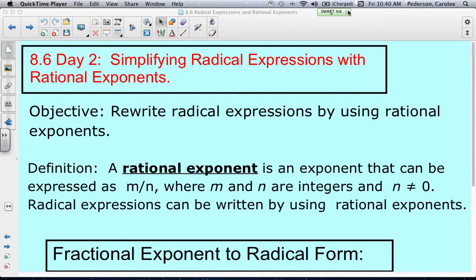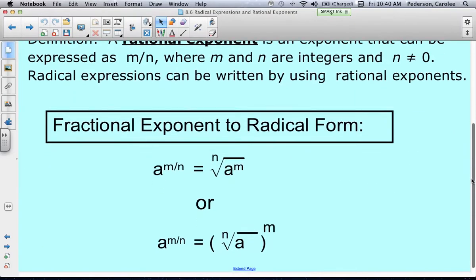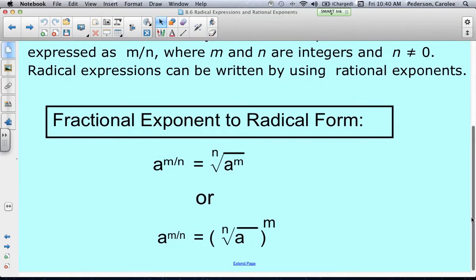This is 8.6, day 2, simplifying rational expressions, and we're going to introduce rational exponents in this lesson. There is a definition here, you don't need to write it down. A rational exponent is an exponent that can be written as m over n. So if you look below on this smartboard slide, this is what I do want you to write down.